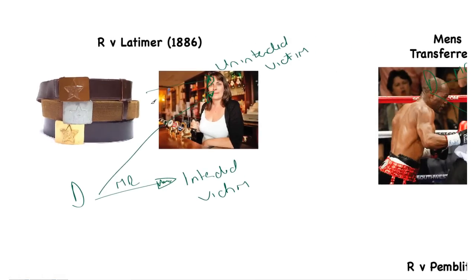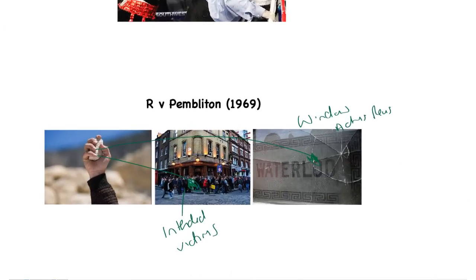Okay, so in Latimer, you have very clearly transferred malice because the mens rea is for assault, the actual actus reus is also for assault. In Pemberton, the mens rea is for assault, but the actus reus ends up being for criminal damage. So the rule is in transferred malice, if the actus reus is the same, then the mens rea can be transferred. If the actus reus is different, then the mens rea cannot be transferred.